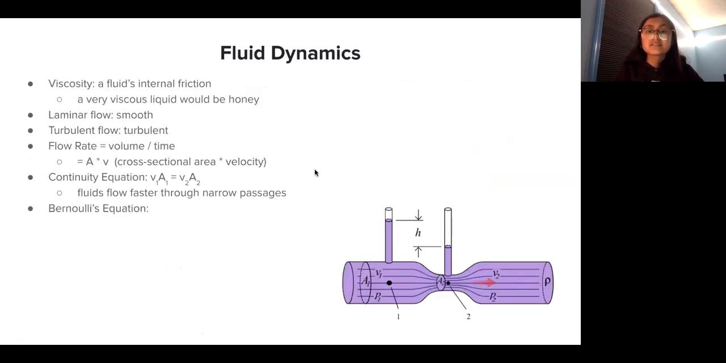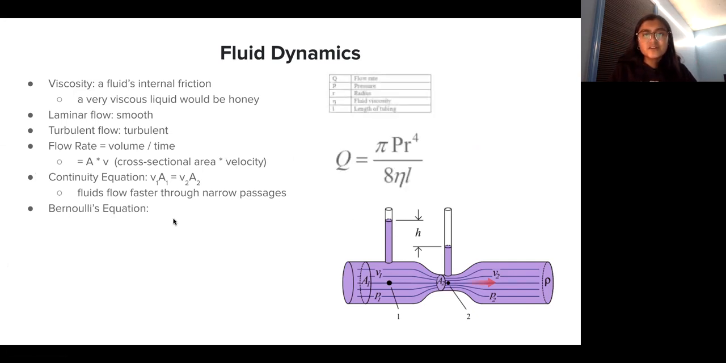All right, now some fluid dynamics. Viscosity is just a fluid's internal friction. So a liquid that's very viscous, an example would be honey. It's very thick and sticky, doesn't move easily. Laminar flow will be smooth flow, whereas turbulent flow is as turbulent as it sounds. Your flow rate will be equal to volume over time.